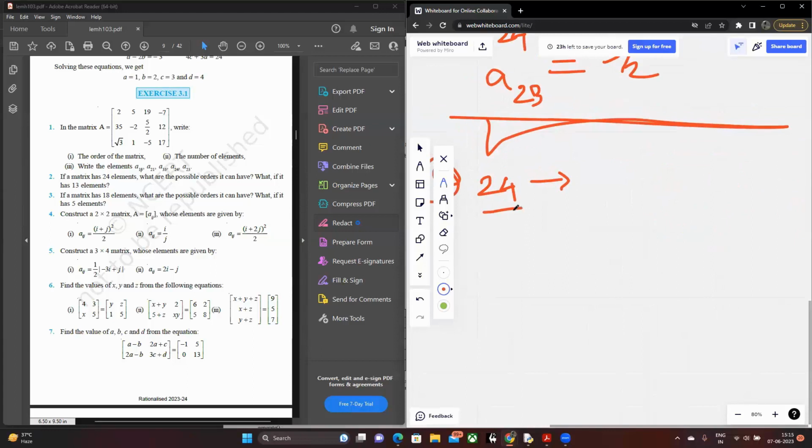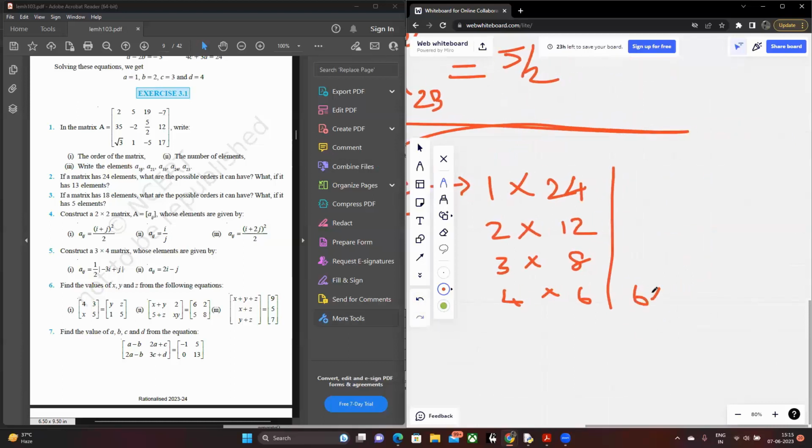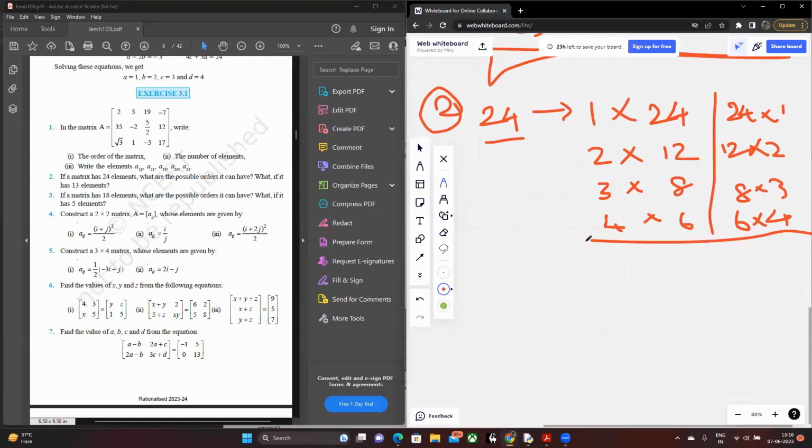So if you have a 24 element matrix, then the possible orders are the factors of 24. It's 1 cross 24. It is 2 cross 12. It is 3 cross 8. It is 4 cross 6. Then it is 6 cross 4. It is 8 cross 3. It is 12 cross 2. And it is 24 cross 1. You can have 8 possible orders, and any one of these orders is valid. So these are the possible orders of a 24 element matrix.